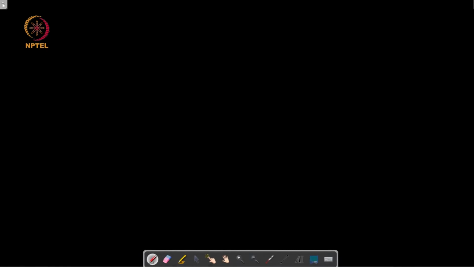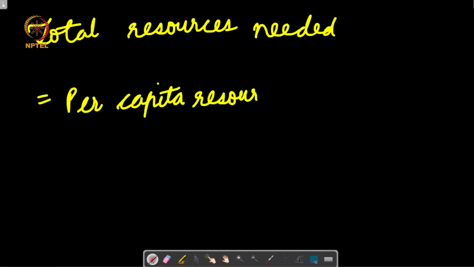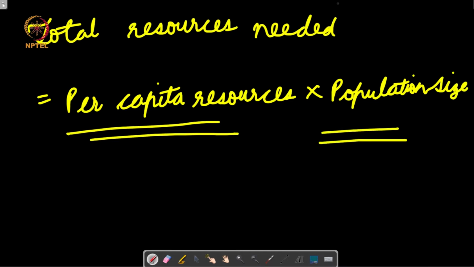Now, here still we are having low per capita resources, but the total number of resources that is needed is given by total resources needed is equal to per capita resources, so this is resources per unit population, multiplied by the population size. Now, in this case, even though the per capita resource requirement is less, because the population size is more, it means that the total resources needed are very high.